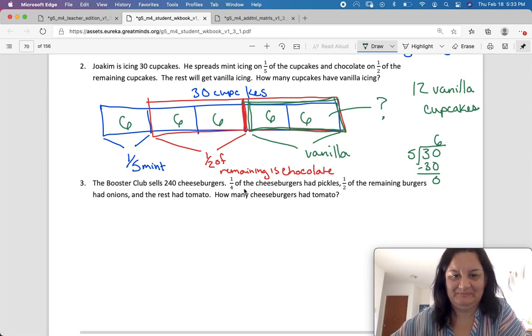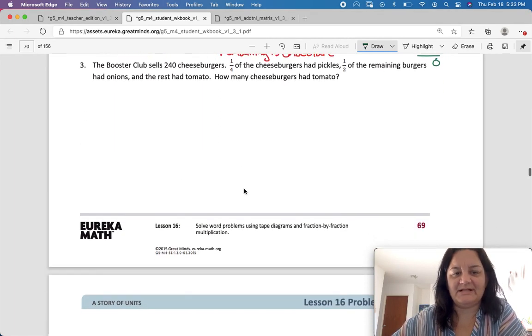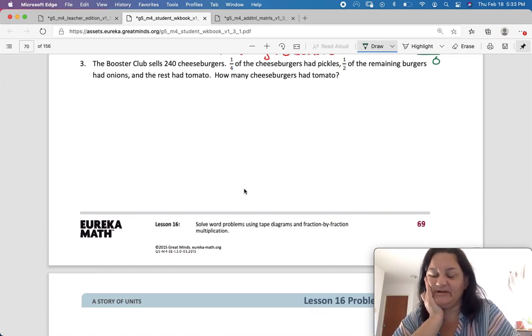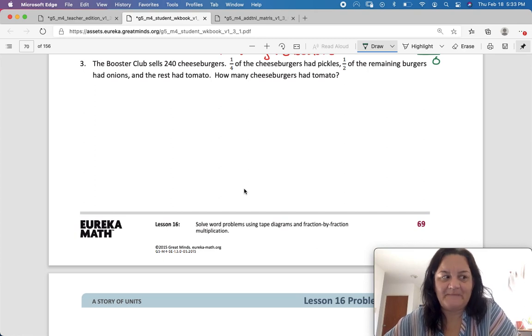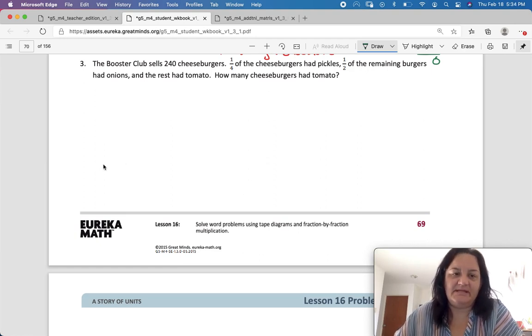Number 3. The Booster Club sells 240 cheeseburgers. Wow, that's a lot. Do you know what a Booster Club is? A Booster Club is like the Moms Club at our school, where they maybe sell chocolates or desserts to try and make money for extras like soccer jerseys or music at a dance or things like that. So the Booster Club, they try to make money for all the extra things on campus.